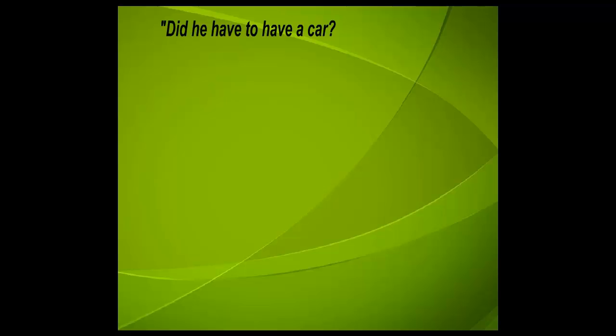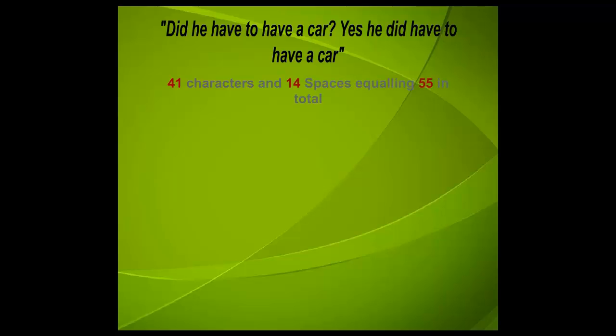Did he have to have a car? Yes, he did have to have a car. So this is 41 characters and 14 spaces equaling 55 in total. So if we analyse this, we find that the word did appeared twice. The word he also appeared twice, and so on.